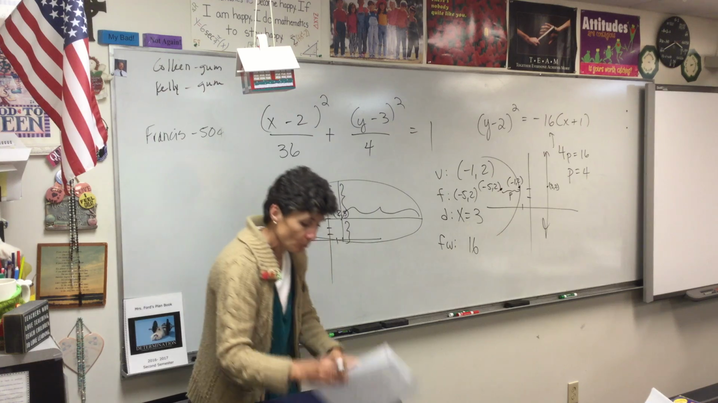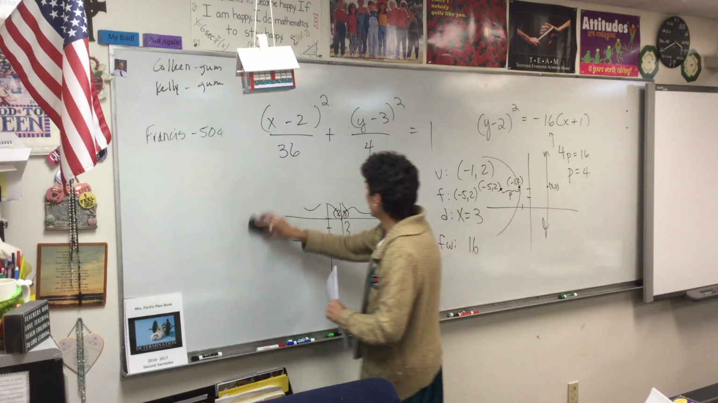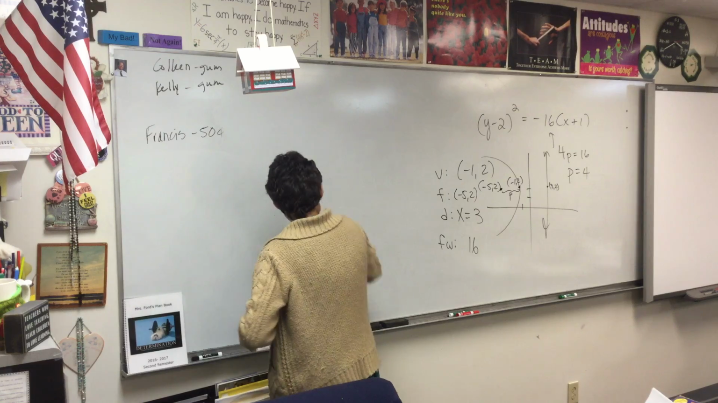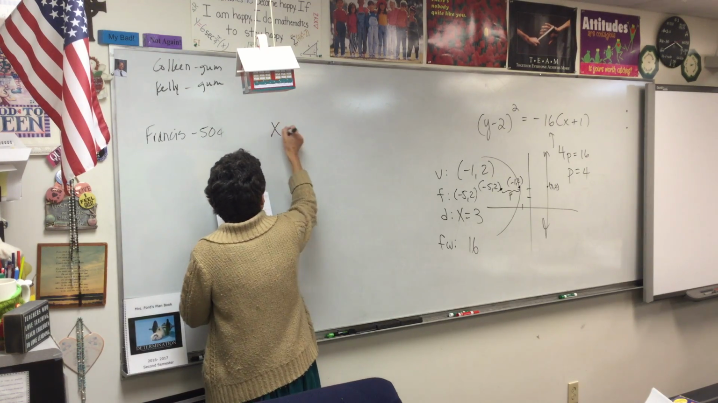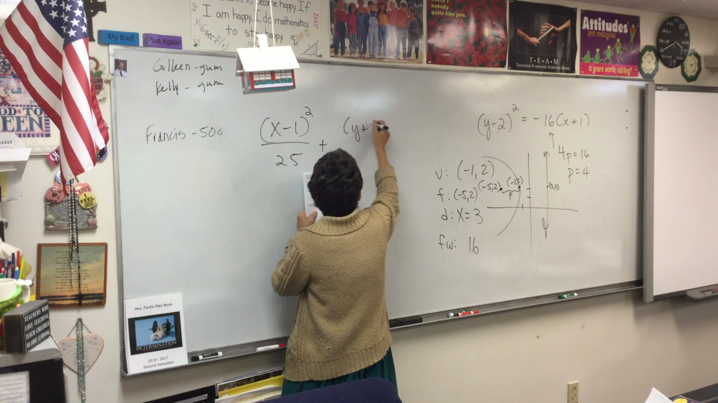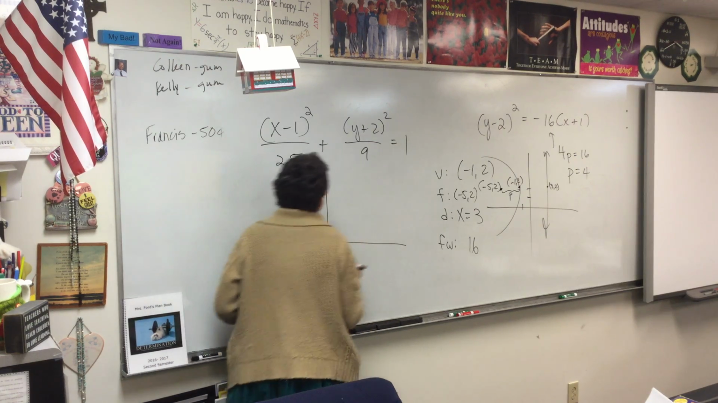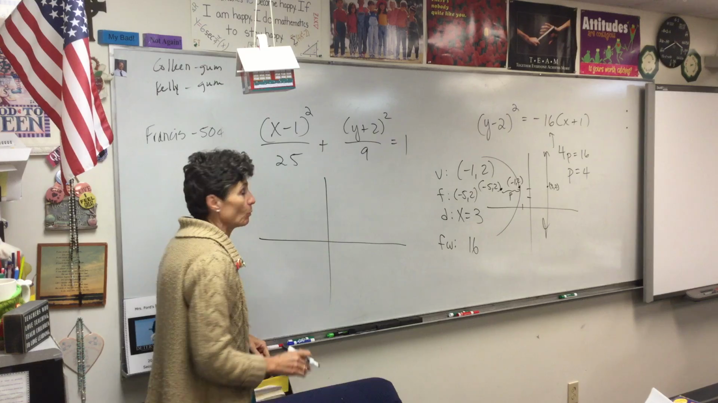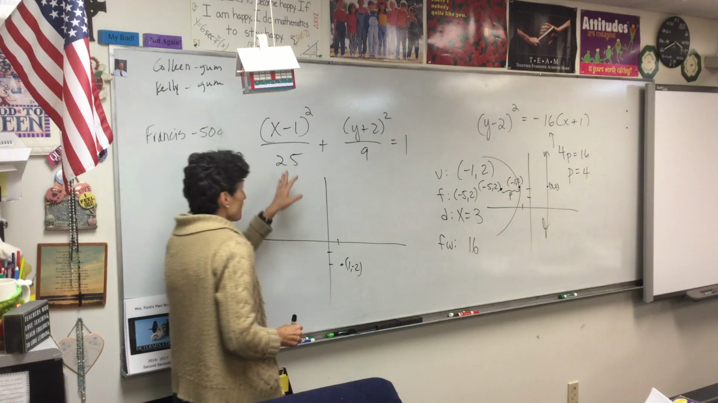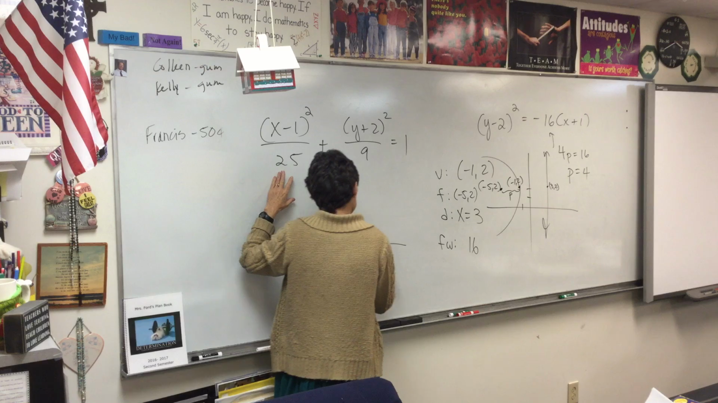All right. Number 2 is an ellipse, and we are supposed to find the vertices, the foci, the center, and the major and the minor axis. So here we go. My center, Colleen, should be at 1, -2. You okay with that? To find my vertices, I'm going to go sideways 5. So 1, 2, 3, 4, 5.